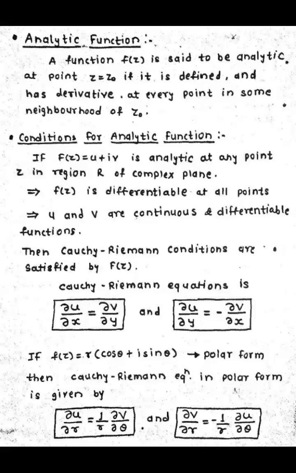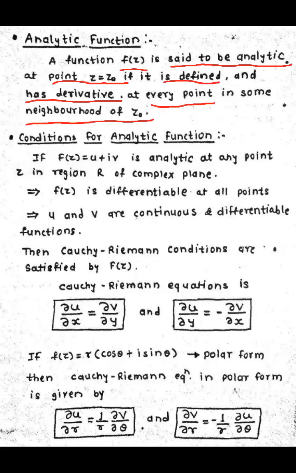Now, the next point is analytic function. A function f of z is said to be analytic at the point z is equal to z0 if it is defined and has a derivative at every point in some neighborhood of z0.